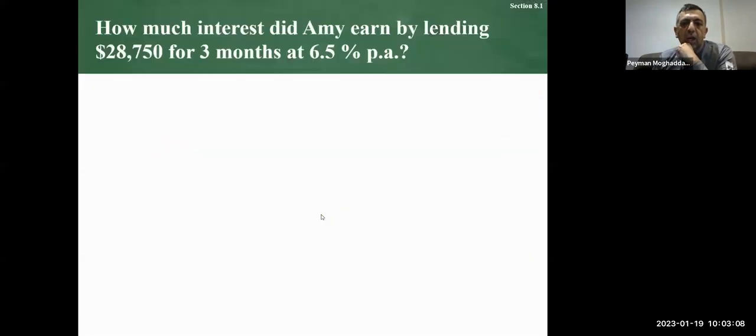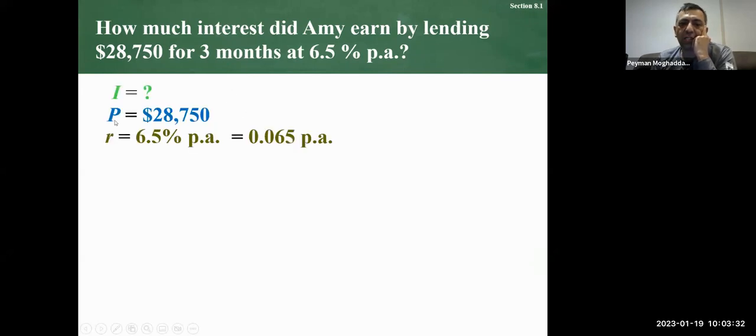All right, another question: how much interest did Amy earn by lending $28,750 for 3 months at 6.5% per annum? Now we have the principal and the interest rate per annum, but the period is in months. You have to convert this to a year, right? That's the only tricky part of this question. So again, we go to the solution for this.